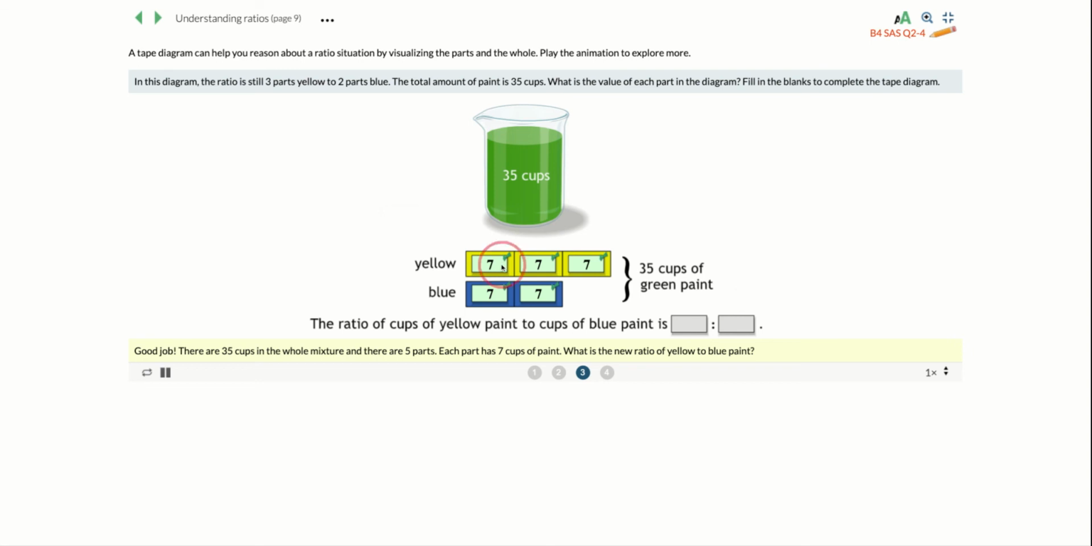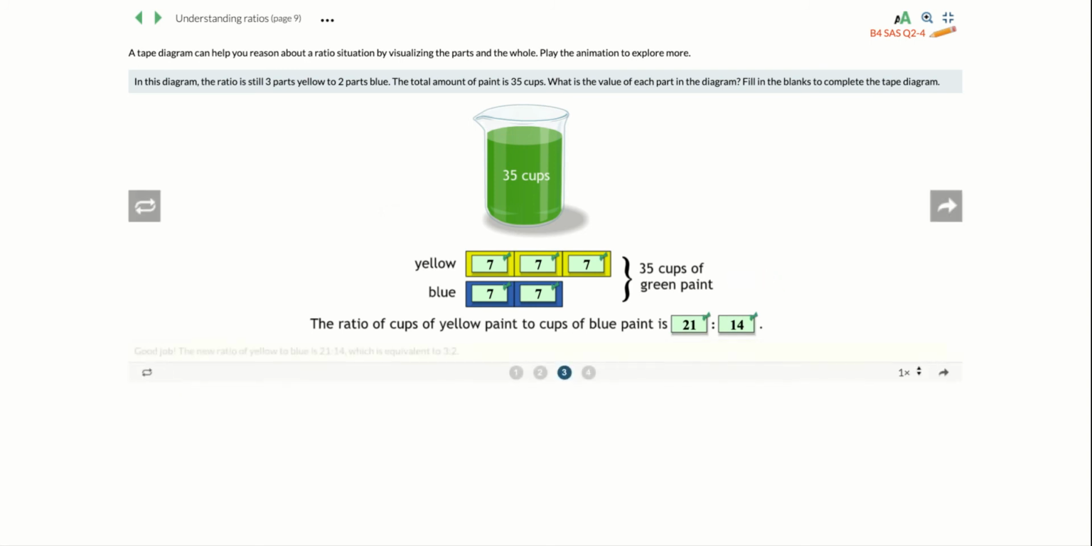Well, I have 7, 7, and 7, which would be a total of 21 cups. How many cups of blue do I have? I have 7 and 7, which is a total of 14 cups of paint. This is still equivalent to the ratio of 3 to 2. So we know that 21 to 14 is still equivalent to 3 to 2 because I needed, remember, 3 parts of yellow paint for every 2 parts of blue paint.